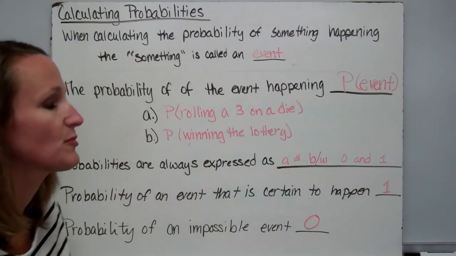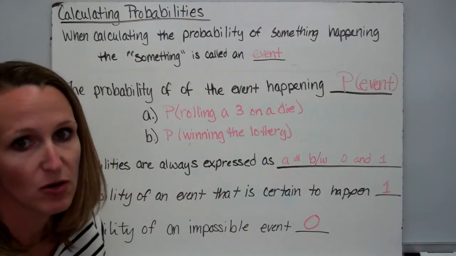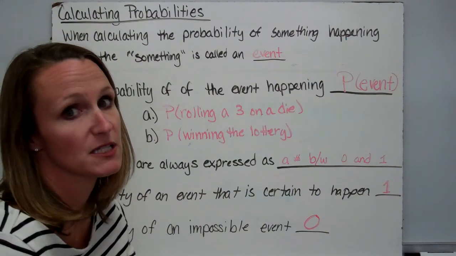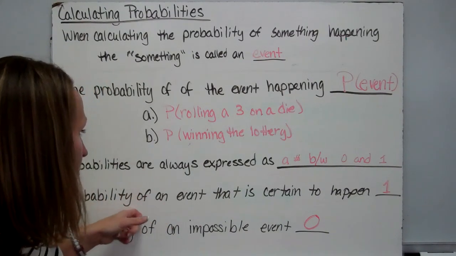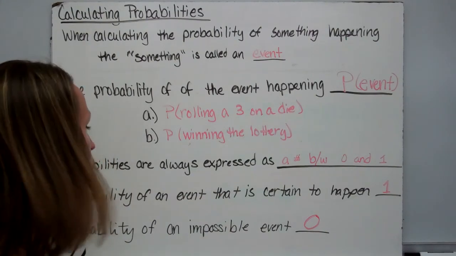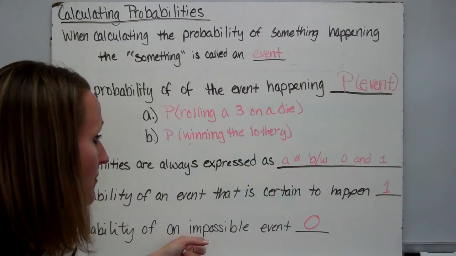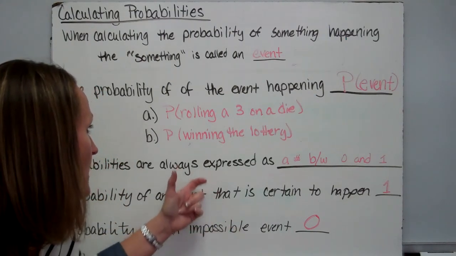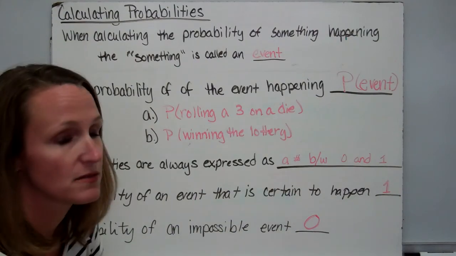Probabilities are always expressed as a number between 0 and 1. In other words, you get a ratio, then you divide it out into a decimal between 0 and 1. The probability of an event that is certain to happen is 1. The probability of an impossible event is 0. And that's why all probabilities are between 0 and 1.